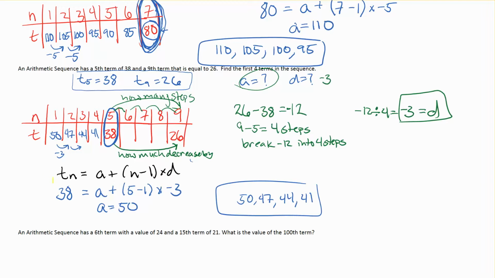And once you know that, use your formula and plug in the values that you know, again using a pair. So circle a pair here. That gives you the n and the t. So t is equal to 38, n is equal to 5, your d was negative 3. Putting it into solver, you get your first term as 50, and then you can use d to figure out the rest of the sequence.